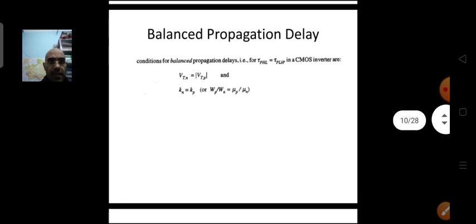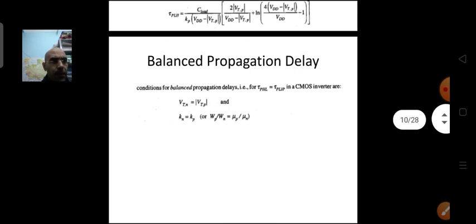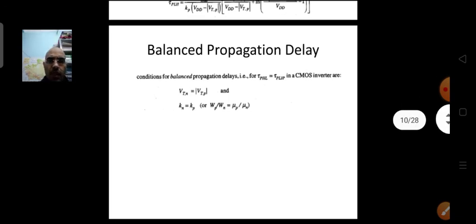Now the other case is the symmetrical inverter. For a symmetrical inverter you have to substitute the conditions: you know that VTN is equal to VTP and Kn is equal to Kp, or Wn by Wp is equal to mu p by mu n. You can substitute those things and easily determine the result. So probably this is up till here.